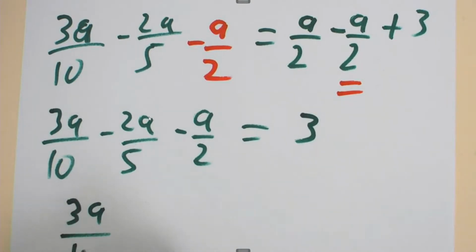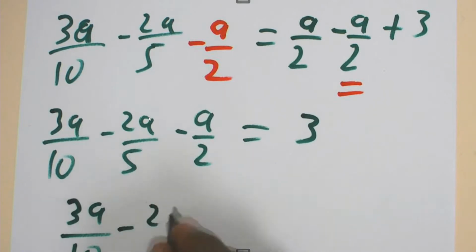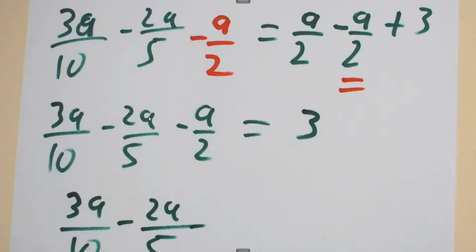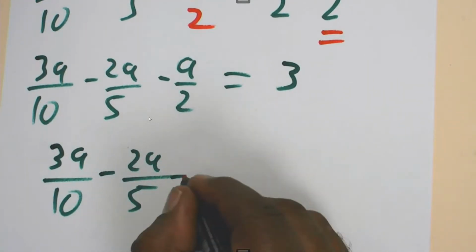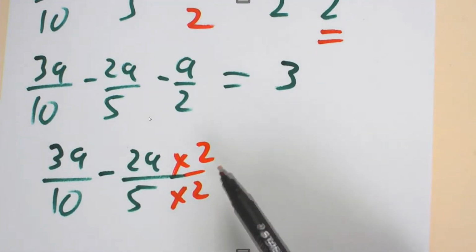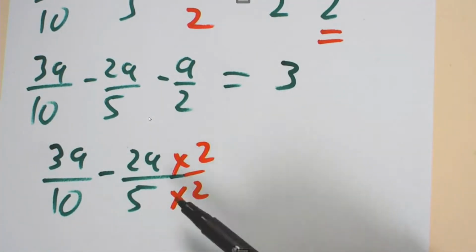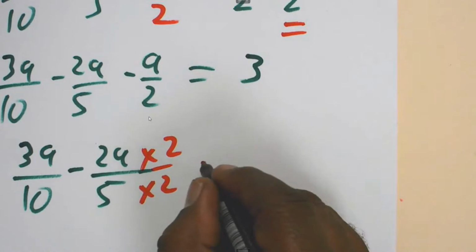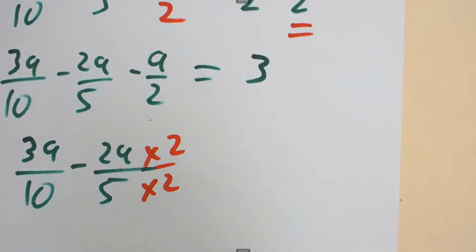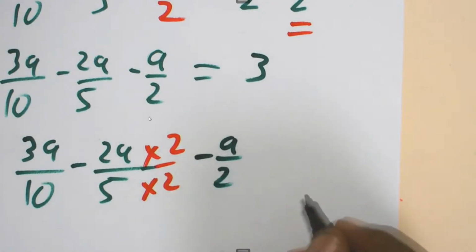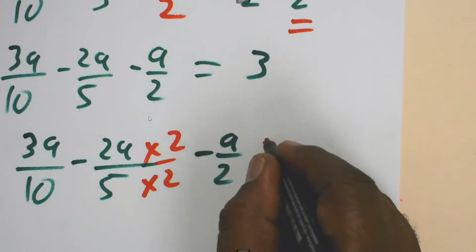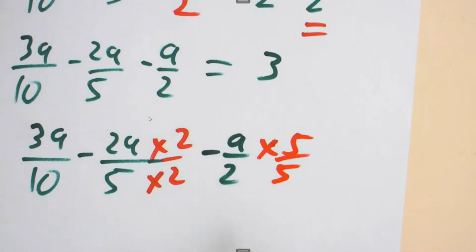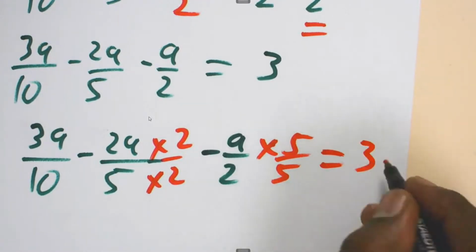3a over 10, that is sorted. Minus 2a, how do we make that 5 a 10? You multiply it by 2. But remember, you want it to be 1. 2 over 2 is 1, because 1 means this thing is not changing. Good. Minus a over 2. Now we want to make it 10, meaning we multiply it by 5 over 5, because we want it to be 10, and all equals 3.